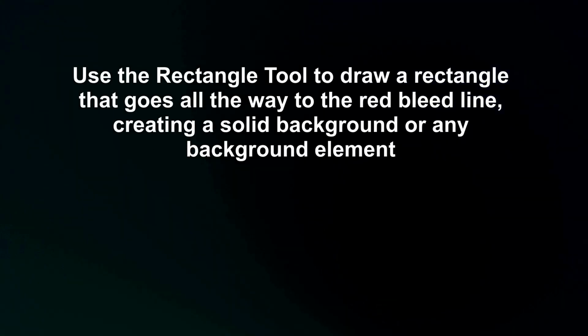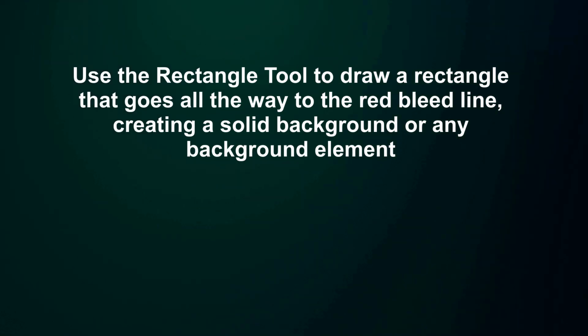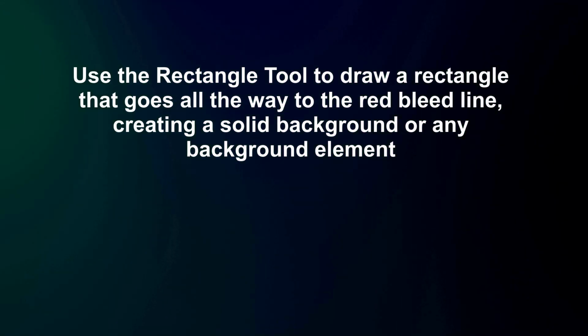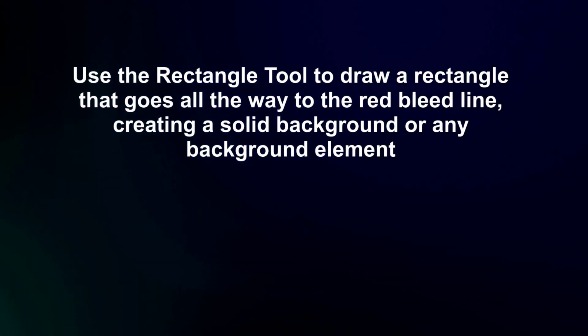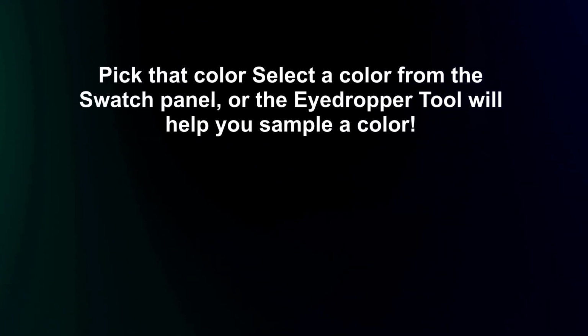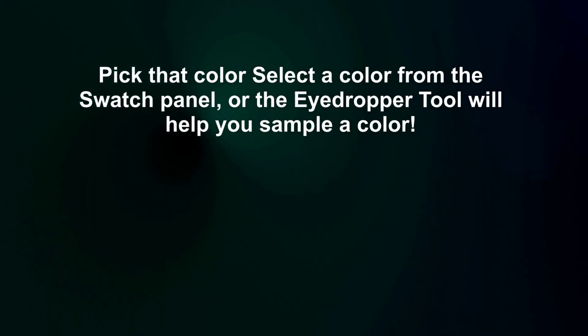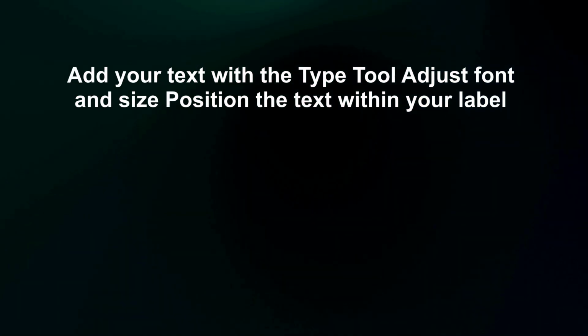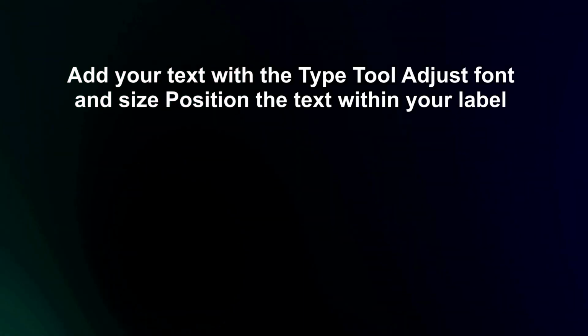Use the rectangle tool to draw a rectangle that goes all the way to the red bleed line, creating a solid background or any background element. Pick that color, select a color from the swatch panel, or the eyedropper tool will help you sample a color. Add your text with the type tool, adjust font and size, position the text within your label.